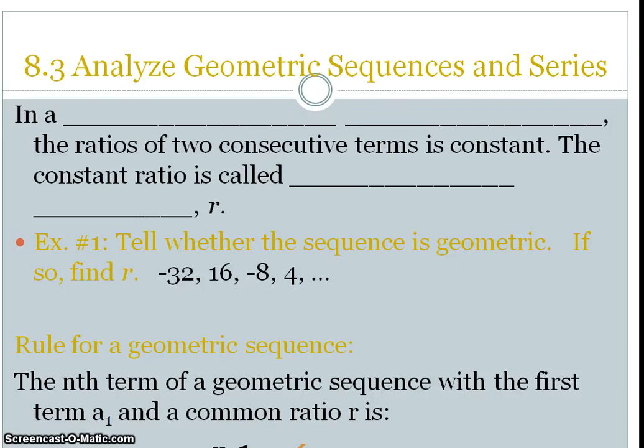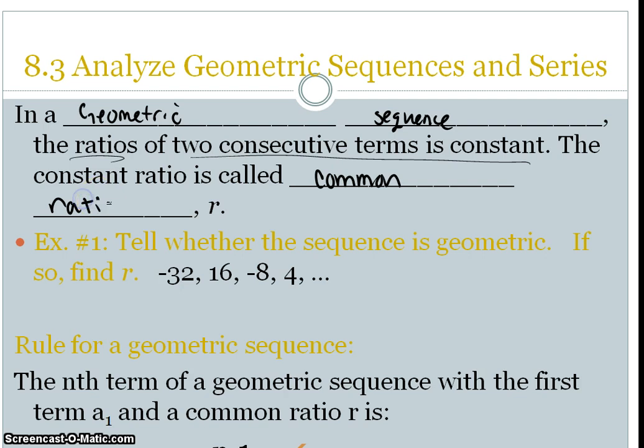Okay, class, today we're doing section 8.3, which is analyze geometric sequences and series. So the first definition is in a geometric series or a sequence. And remember, a series is just when you sum up the sequence, so it has the same pattern. So in a geometric sequence, the ratio of two consecutive terms is constant, and the constant ratio is called the common ratio, and it's denoted as an r.